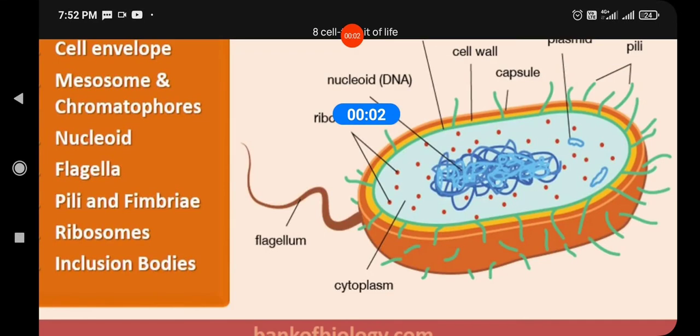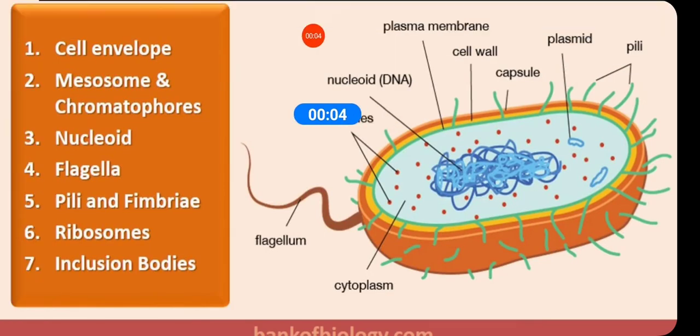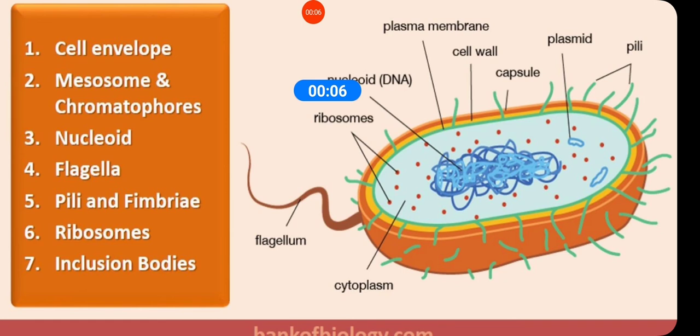Now we are going to start with the structure of prokaryotic cell. What are prokaryotes? The cells which do not have a nuclear membrane and other membrane-bound organelles, means those organelles around which the membrane is present. Such types of organelles are also not there.